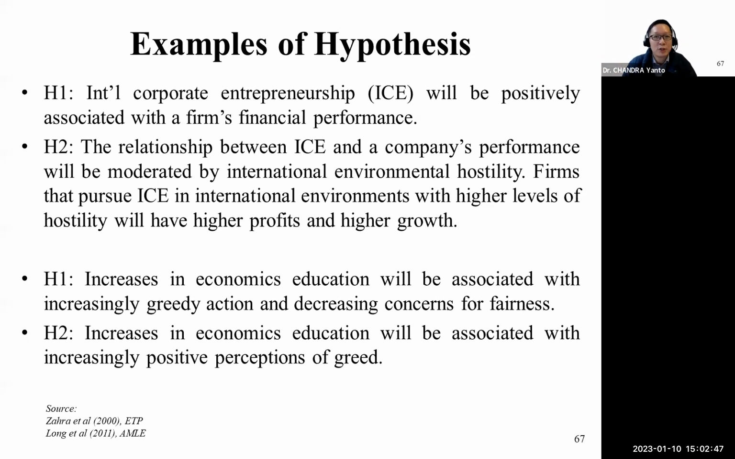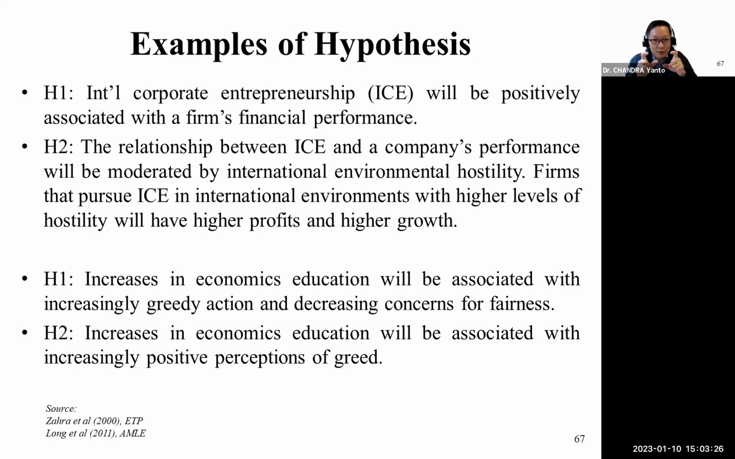And the second hypothesis is more interesting. So typically when you add some moderator or mediator effect to that, it's more interesting. So in H2, this hypothesis says that the relationship between the international corporate entrepreneurship and the company performance will be moderated by international environmental hostility. So that hostility is another variable that affects the relationship between ICE and performance. So ICE is the main independent variable. The company performance is the main dependent variable you are testing. The environmental hostility is another variable, what we call a moderator. We're going to look at this in the following week.